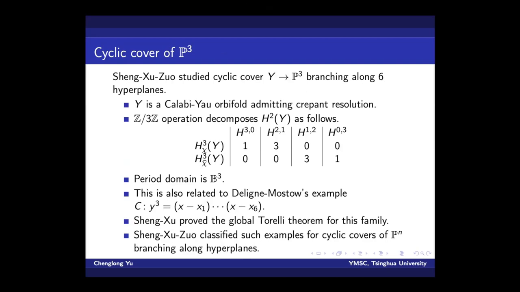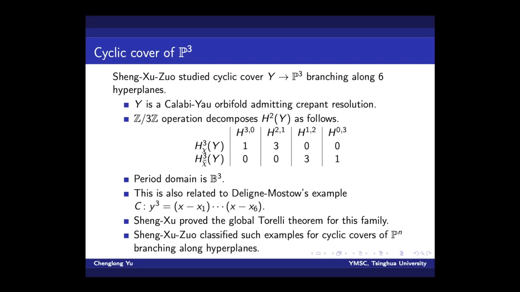Now let's look at dimension 3. So there's also some classical work by Sheng, Xu, and Zuo. They studied a degree 3 cyclic cover Y over P3 branching along 6 hyperplanes. So you have a hyperplane arrangement. And this Y will be a Calabi-Yau orbifold. It has singularities just on the intersections of those hyperplanes. But it's not that bad because it's an orbifold and also admits a crepant resolution.